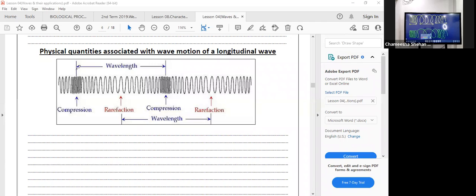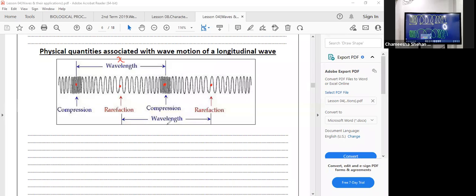See here. They have indicated the distance from this position to this position. This means in this compression, you have to select the center point, and then the next consecutive compression's center point. The distance is the wavelength. Or else, the center point of a rarefaction and the next consecutive rarefaction's center point. The distance between those two is also considered as the wavelength.